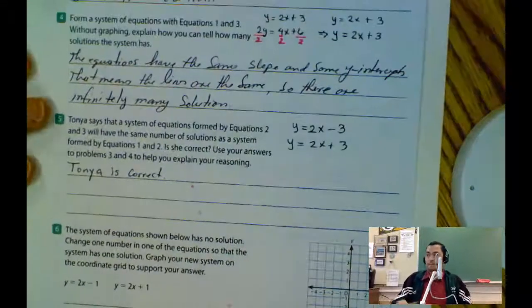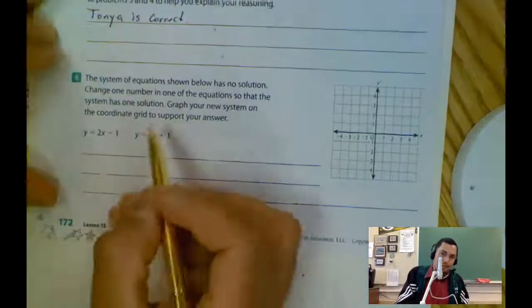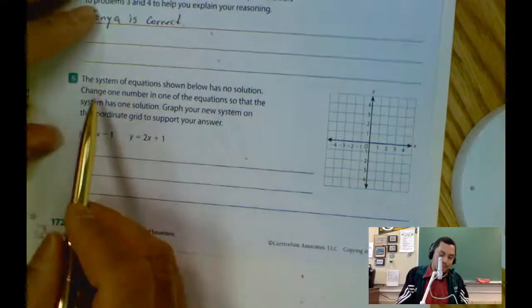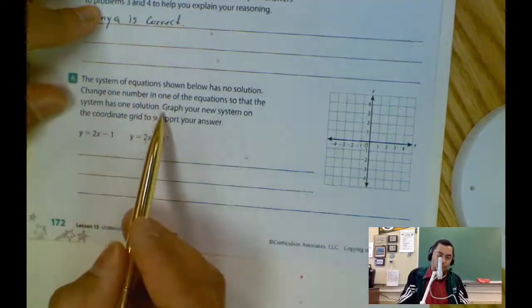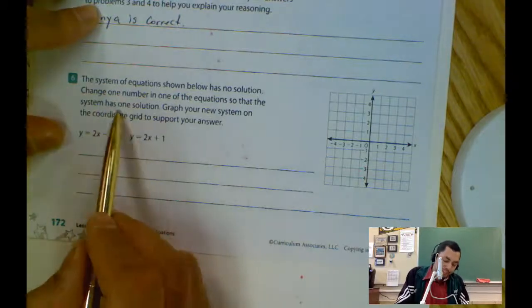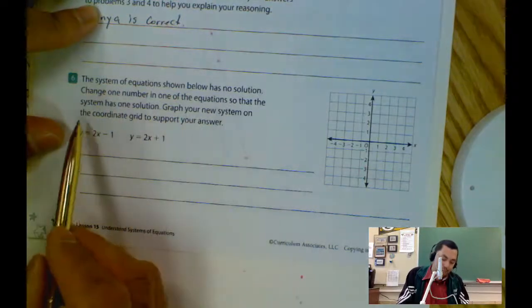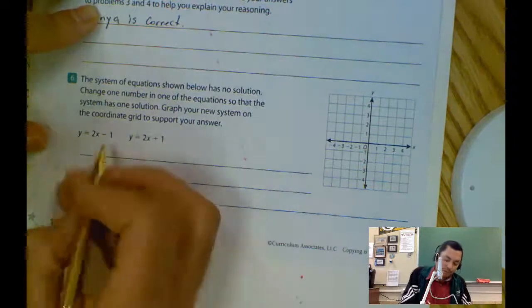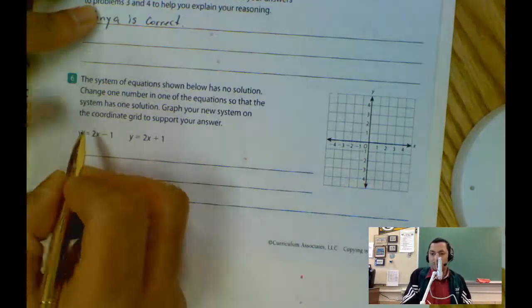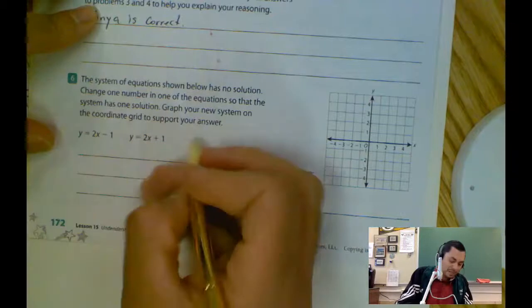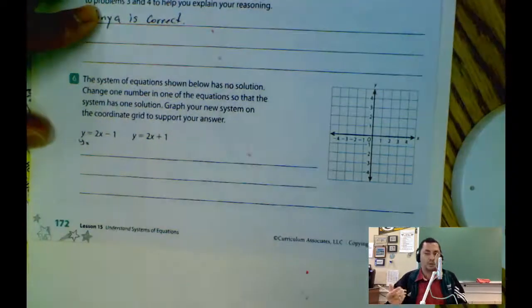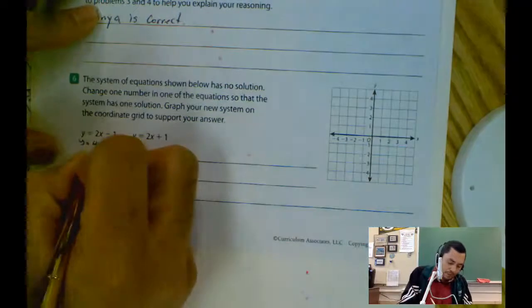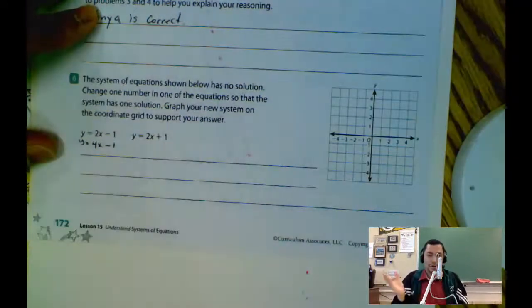Okay, and number 6, I have the system of equations shown below that has no solution. Change one number in one of the equations so that the system has one solution. Graph your new system on the coordinate grid to support your answer. So I'm going to target the first equation. I'm going to change that to y equals 4x minus 1. See, I just changed one number.